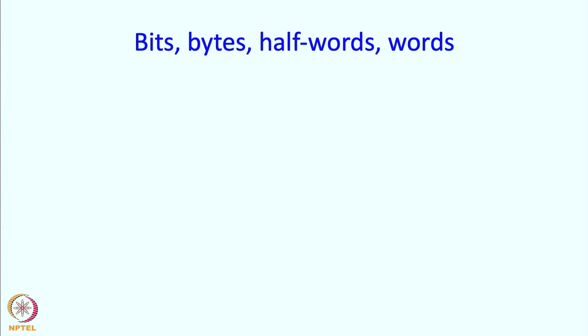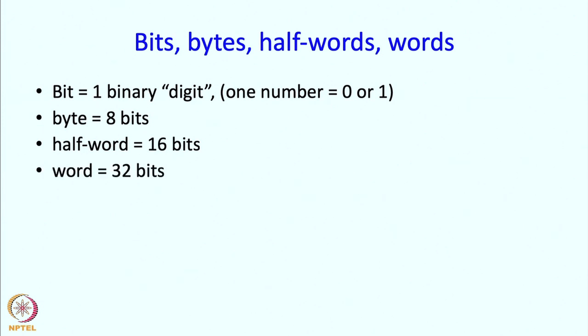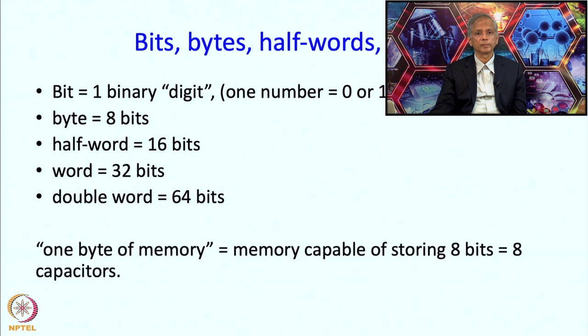Now, the terms bits, bytes, half words, words are also used. I should just mention them once. A bit is one binary digit. So in other words, just one number, and it can only be a 0 or a 1. A byte is 8 bits, a half word is 16 bits, a word is 32 bits, and a double word is 64 bits. One byte of memory really means a memory capable of storing 8 bits, or typically it means 8 capacitors.